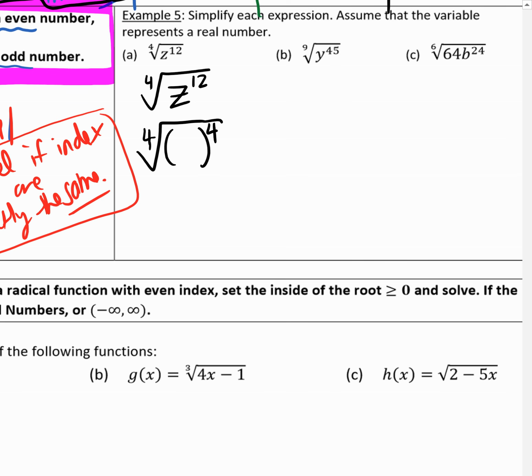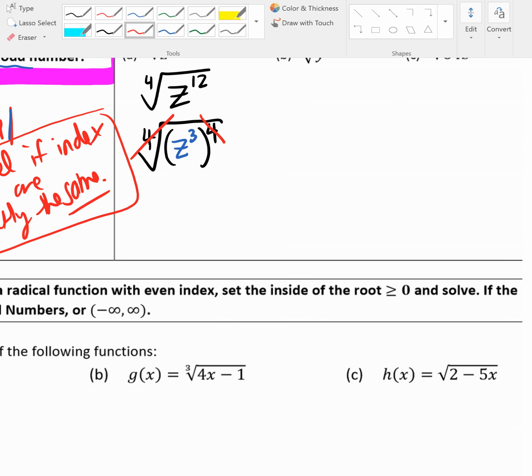But I am able to do that, because what do I just say, z to what power raised to the fourth power is z to the 12th? Or in other words, what can you multiply by 4 and get 12? It'd be 3. Alright, now the fourth root and the fourth power cancel. And you're left with z to the third.